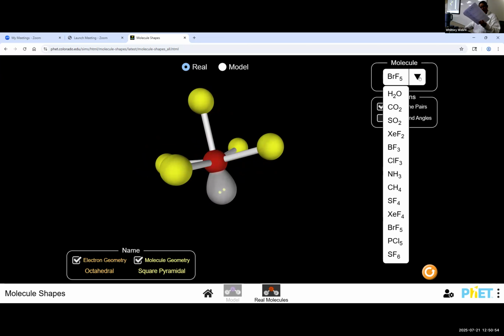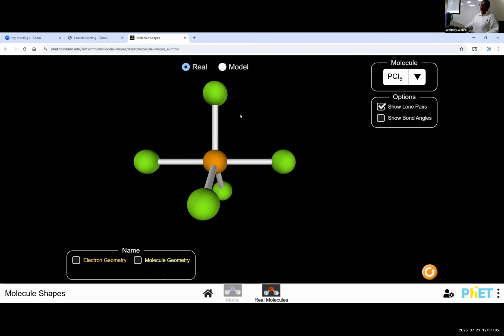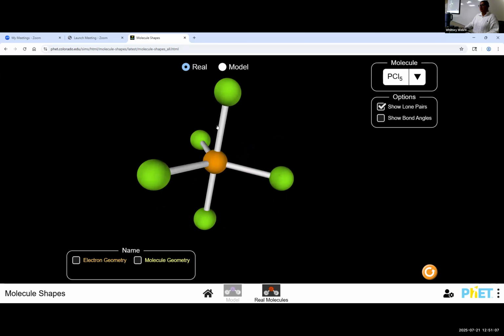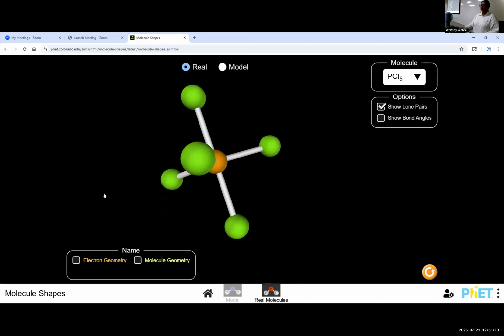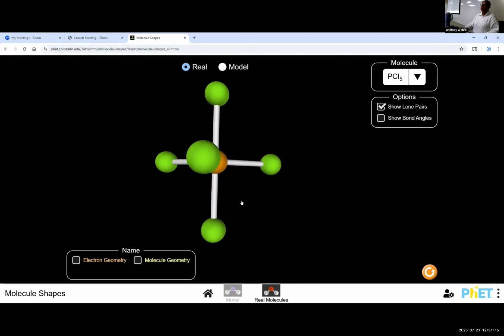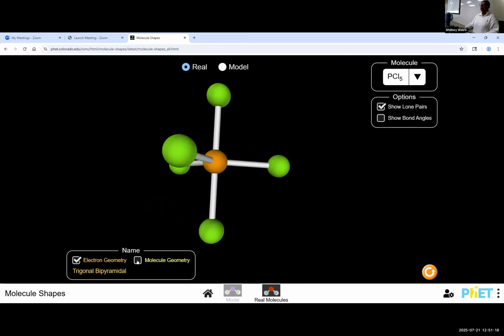Next will be on page 2, PCl5. So PCl5, how many things are attached? 5. So electron geometry. Molecule geometry. Same thing. Okay, one more left.